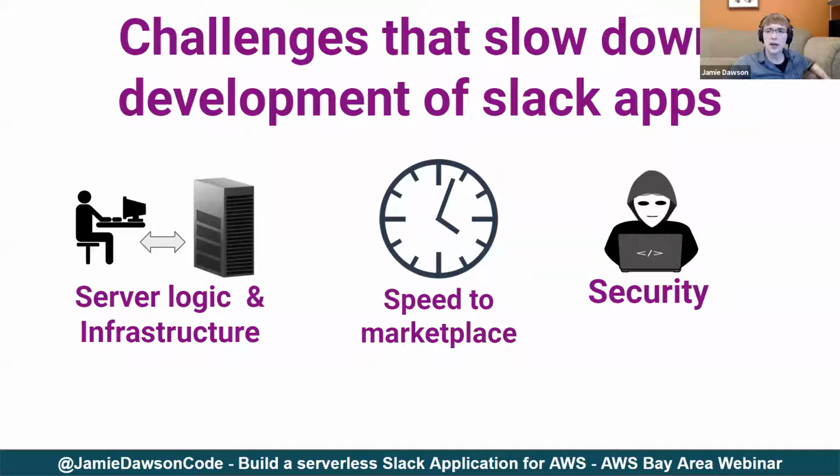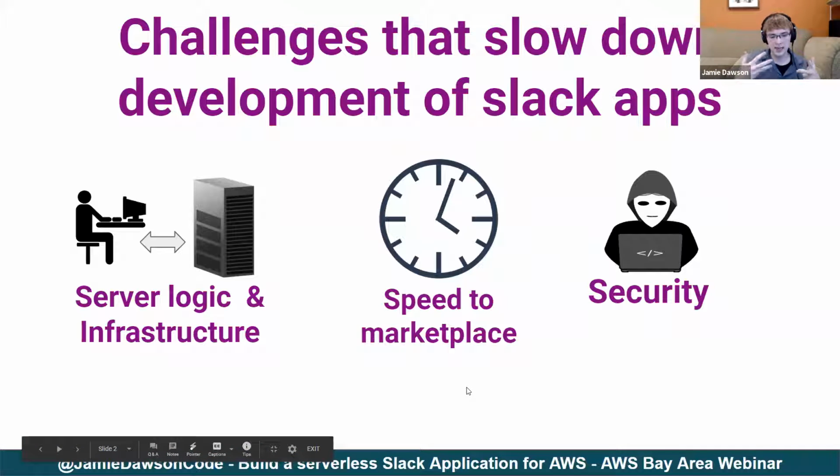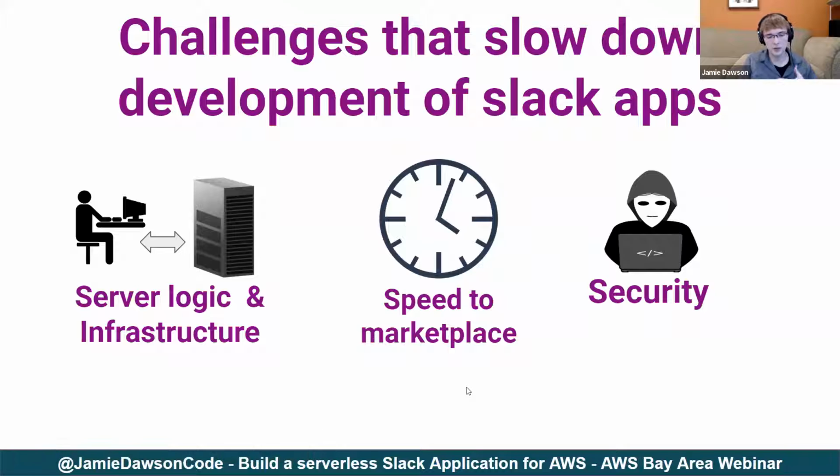Okay, so let's go ahead and talk about some of the challenges you might be facing when building a Slack app. For starters, you have to deal with server logic and infrastructure to communicate with your code logic. Ultimately, having to deal with those problems results in an issue of speed for getting your functionality available to other developers or users to use.